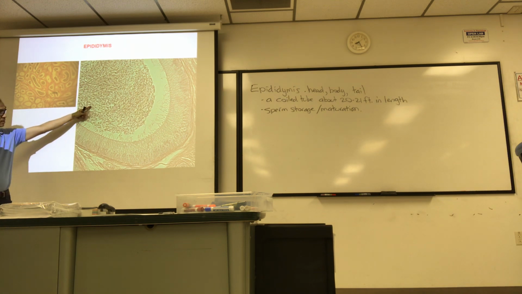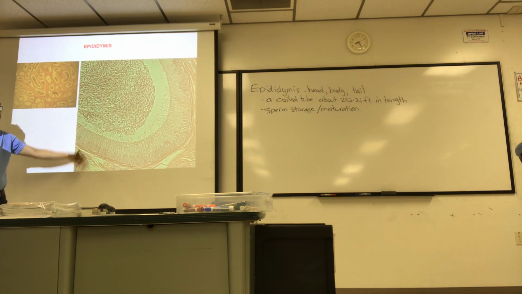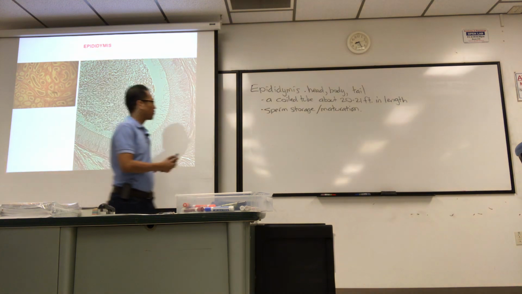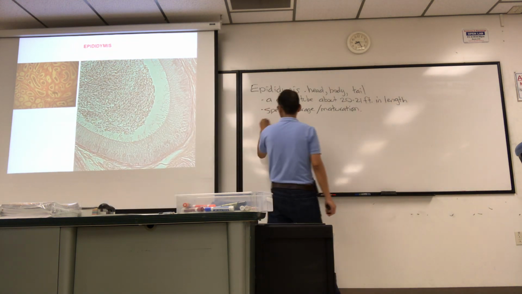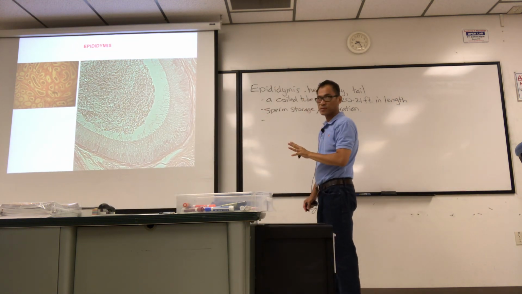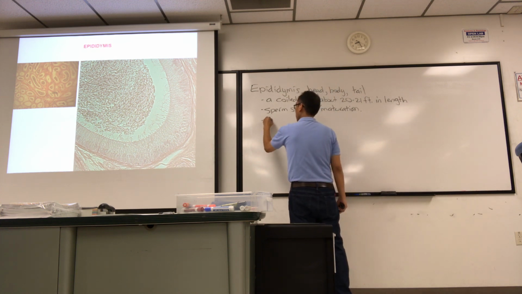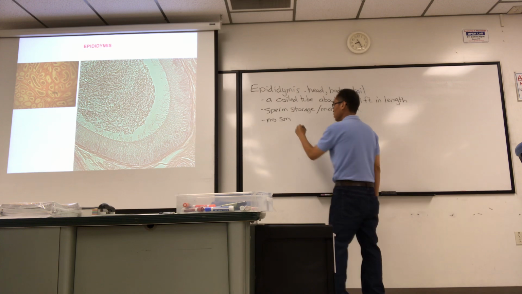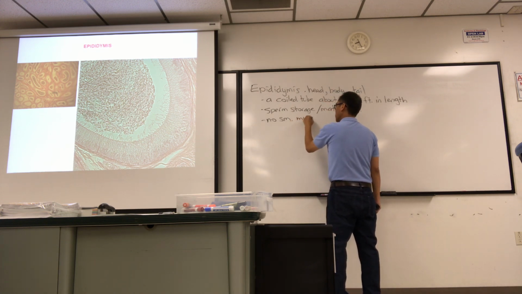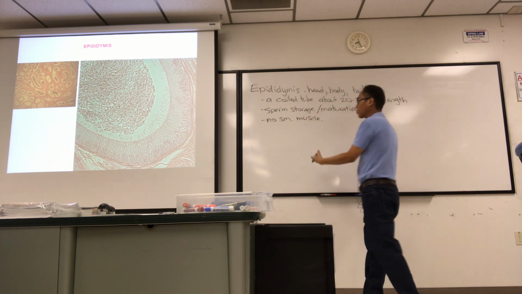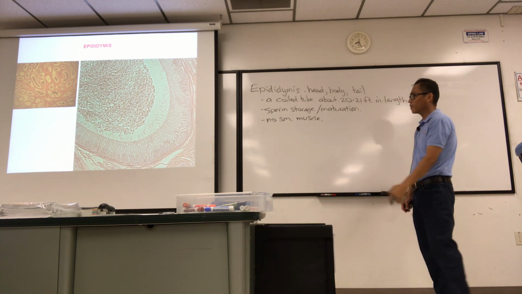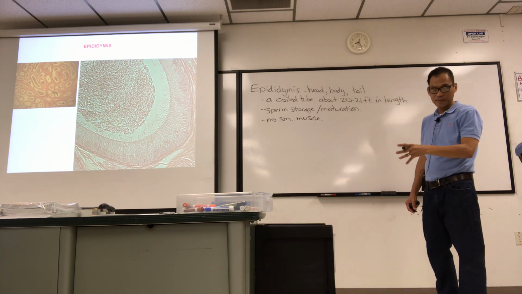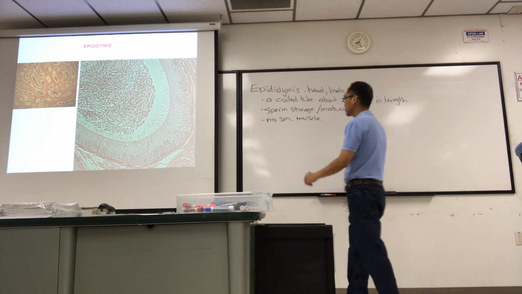Okay? Now, if you take a closer look at one of these tubes, this is 400X, those are the spermatocytes, and you can see the epithelium there. One thing I'll note is that there's no smooth muscle, like we saw in the vas deferens. So no smooth muscle. And usually I don't write that there's not something there, but I want you to be able to tell epididymis versus vas deferens.